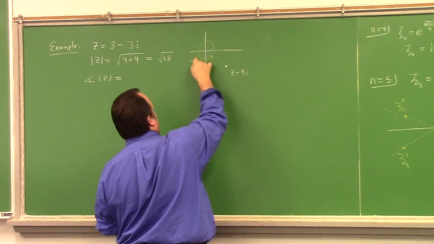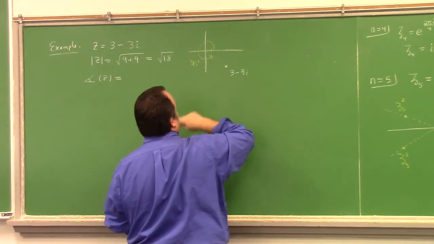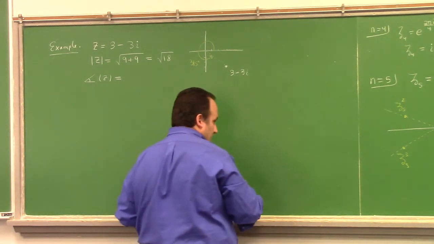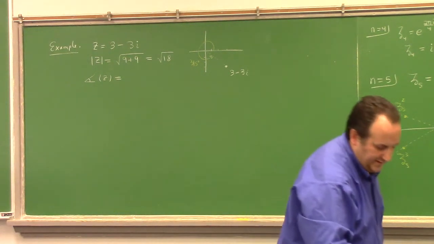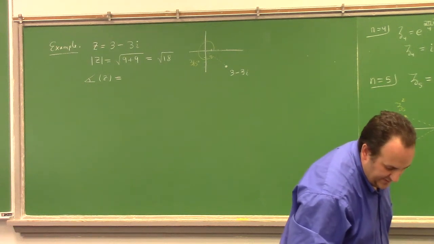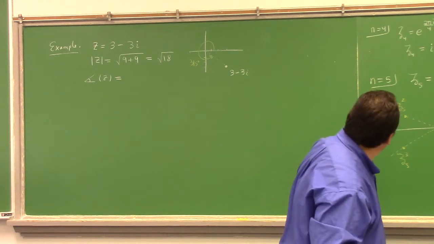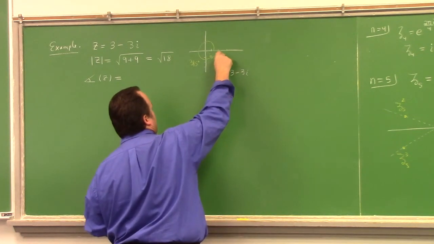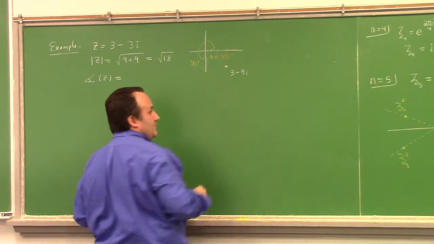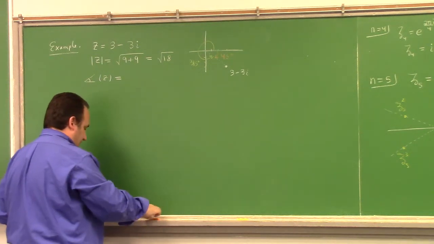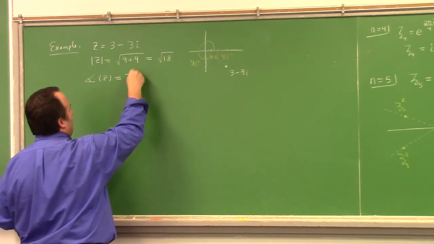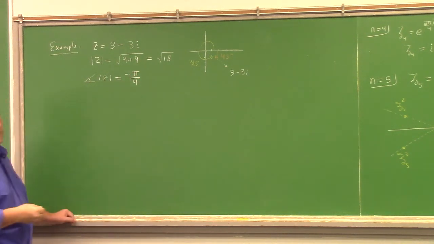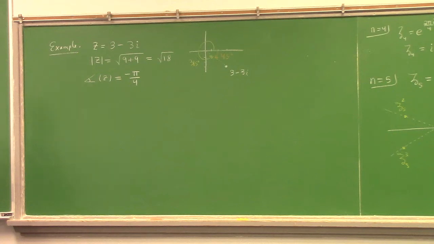Right? 270 plus 45. Or, because equal x and y means it's 45 degrees, you could just go clockwise 45, right? So I think the good choice here to make is minus pi over 4. All right? We work in radians, all right?